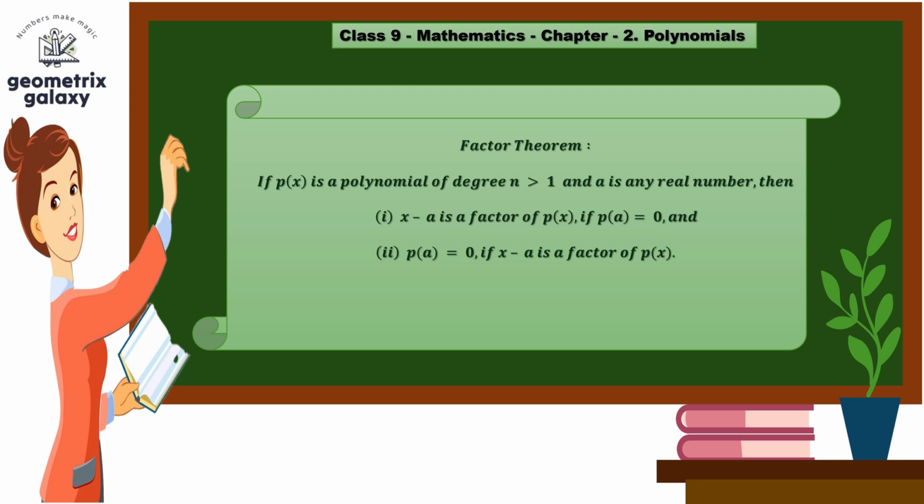Factor theorem. If p of x is a polynomial of degree n greater than 1 and a is any real number, then x minus a is a factor of p of x if p of a is equal to 0, and p of a is equal to 0 if x minus a is a factor of p of x. That is, for example, x minus 1 is a factor only if p of 1 is equal to 0. Similarly, p of 1 will be 0 only if x minus 1 is a factor.